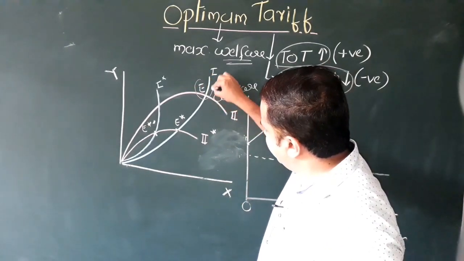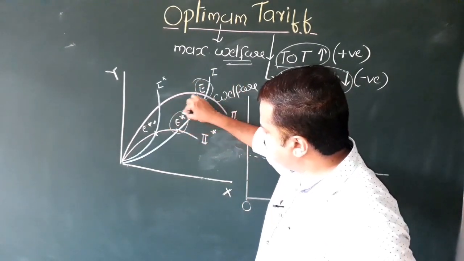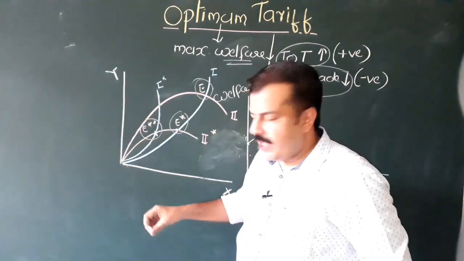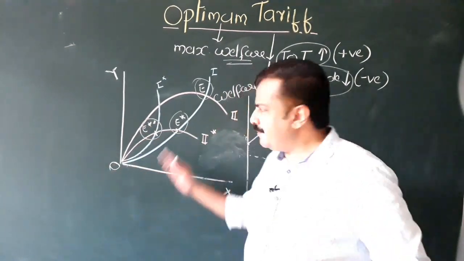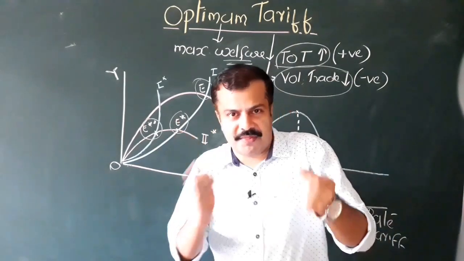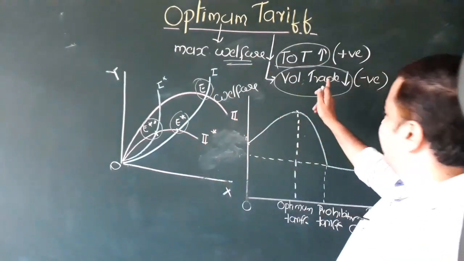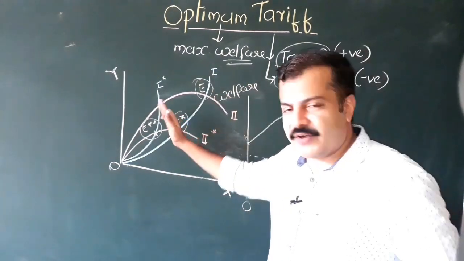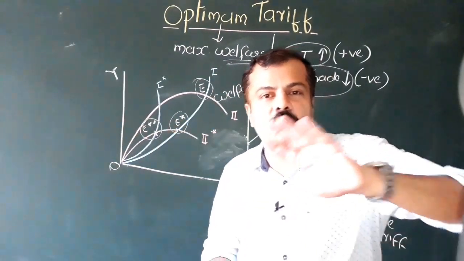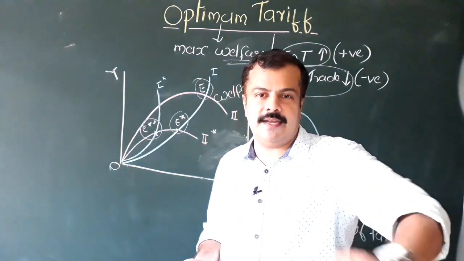Initially our equilibrium point is E, then we have E star, then E double star. We are moving towards the point of origin. Point of origin means that at every imposition of optimum tariff, the volume of trade declines. From E to E star, from E star to E double star, the volume of trade in fact declines.